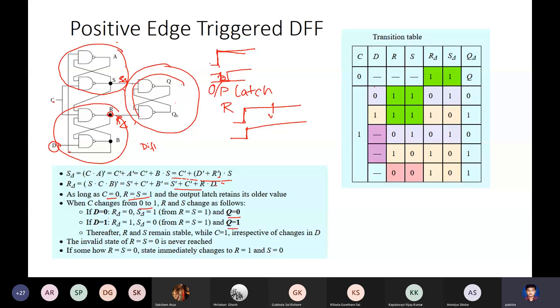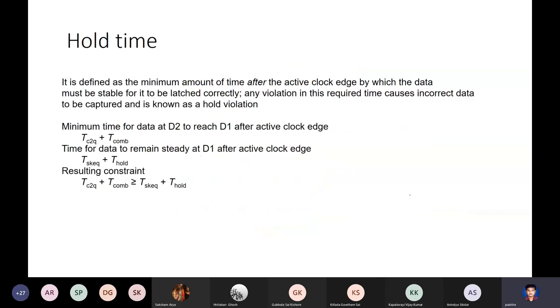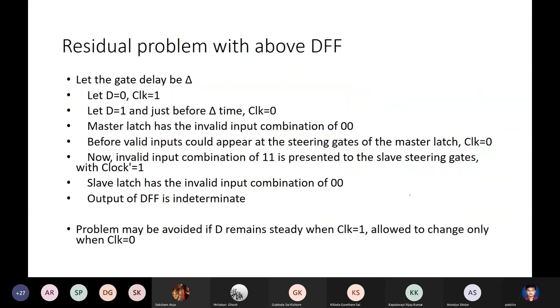You can similarly have a negative edge triggered D flip flop. Okay, so this can happen. All right, so I'll just end with one particular thing called timing analysis, so this delay and all these things. This is sometimes called the residual problem. This happens due to the delay in the gates.